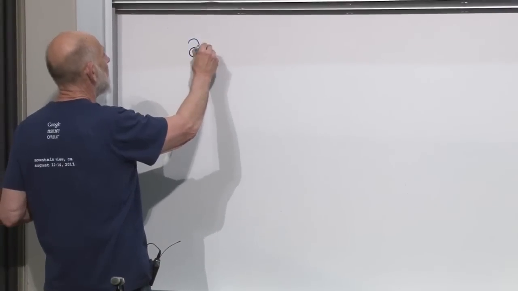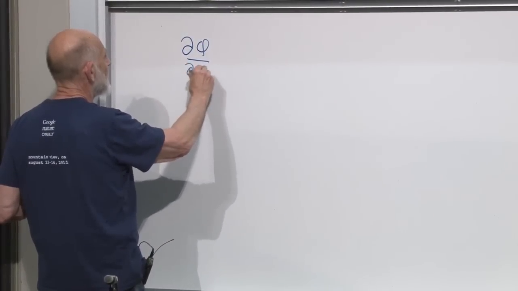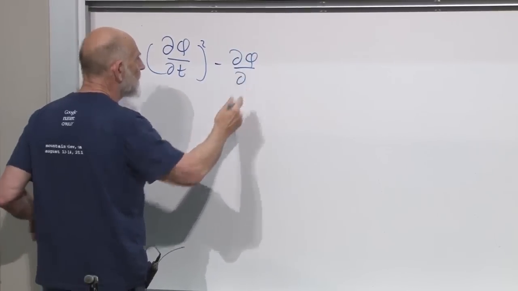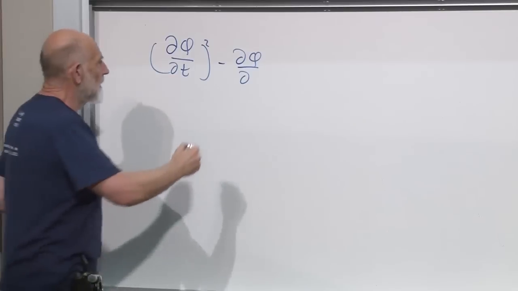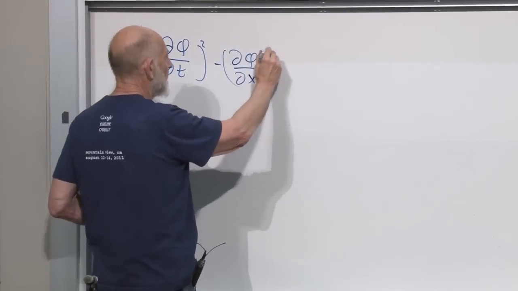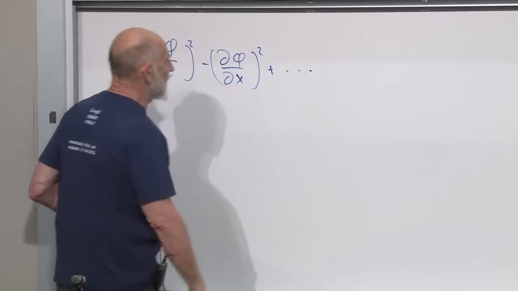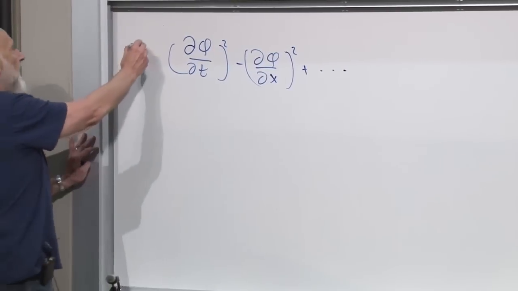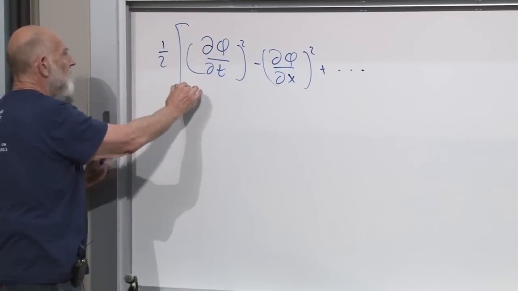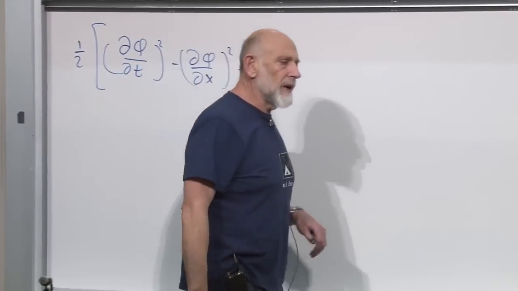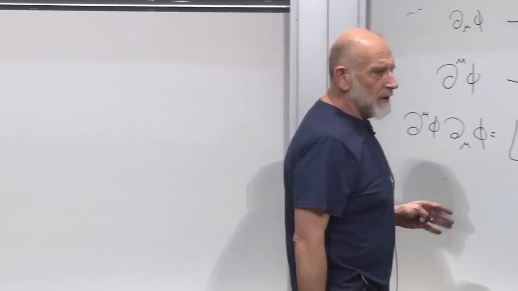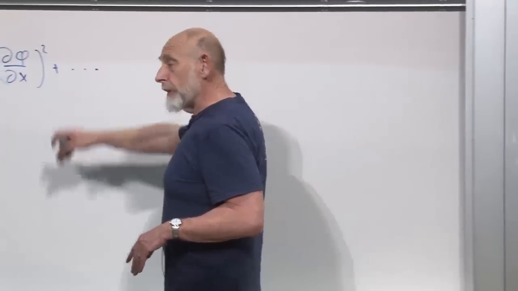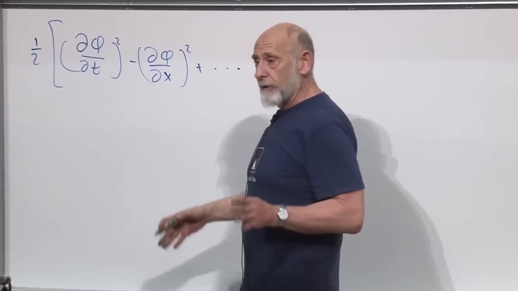Here it is: d phi by dt squared minus d phi by dx squared. Now I'm going to write it out in detail, also y and z, but I'm not going to write down the y, and they come in with the same sign as this. We always put a 1/2 there in front of the whole thing. Okay. And I'm going to add one more term. The one more term is also a scalar. It does not involve derivatives. It's a function of phi.